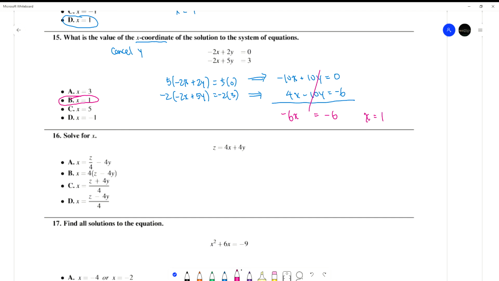All right, hopefully you get that, right? You're looking at the coefficients. You gotta make them opposites by multiplying. Does that make sense?